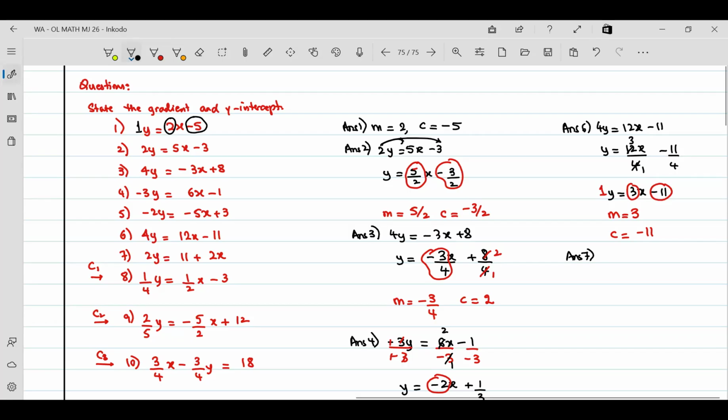Answer number 7. So 2y equals to 11 plus 2x. That's the question. Now you need to understand this equation is not rearranged. It is not arranged in the formula y equals to mx plus c.